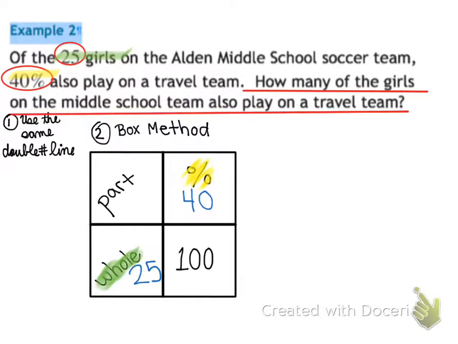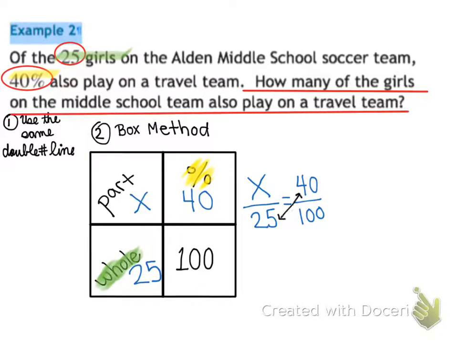I know that the whole is 25 because there are a total of 25 girls. I also know that 40% play on another team, so I can label my percent 40. What I do not know is the part. That's what we're going to solve for, so I'll label my part X. So I'm rewriting it as X over 25 equals 40 over 100.